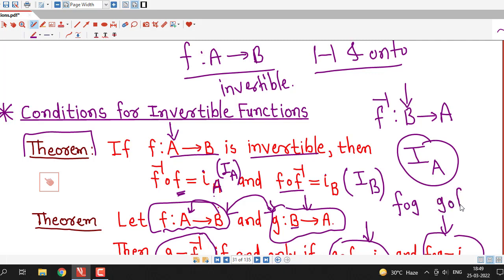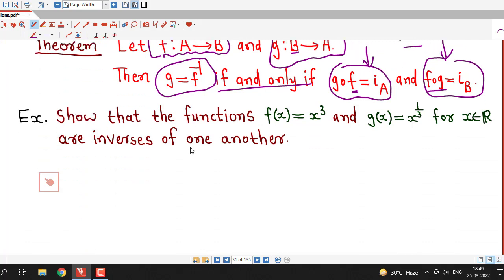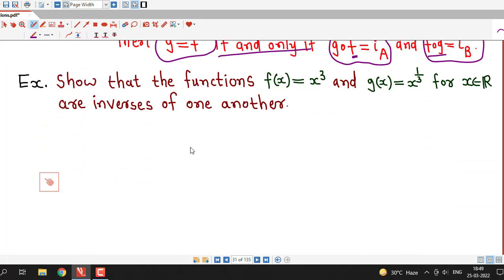We will find out the compositions of f and g, and g and f, and if these two compositions are identity functions, then we can say that function g is the inverse of f, or function f is the inverse of g. So remember this condition for invertible functions. We consider one example of this type.